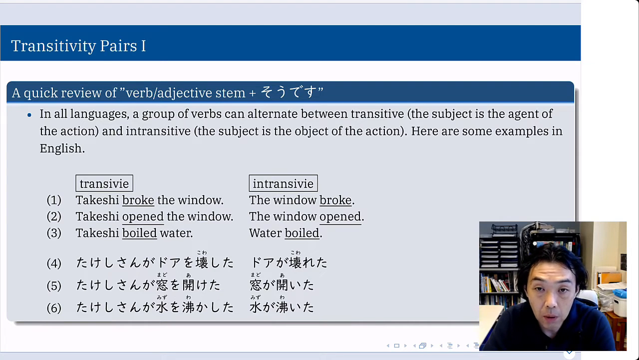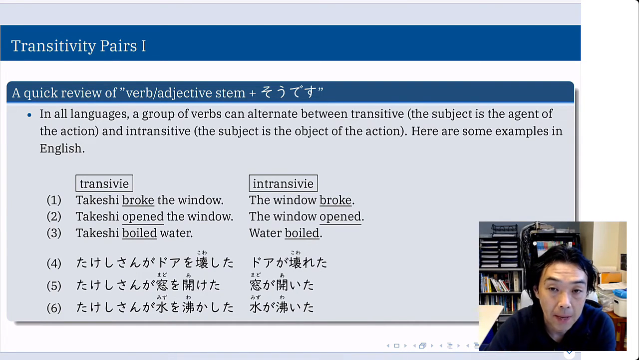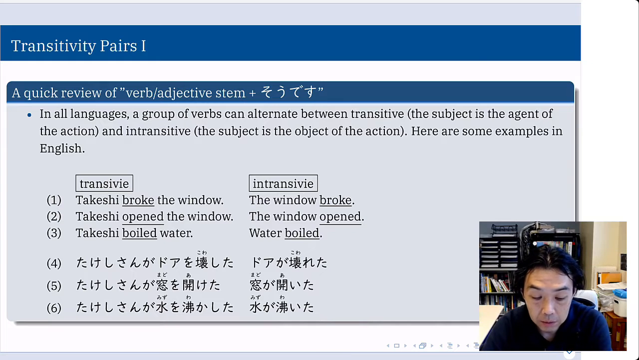So before we start, we have to go back to the idea of transitivity in English first. So transitivity pairs exist also in English. A quick example here is: Takeshi broke the window, and the window broke.